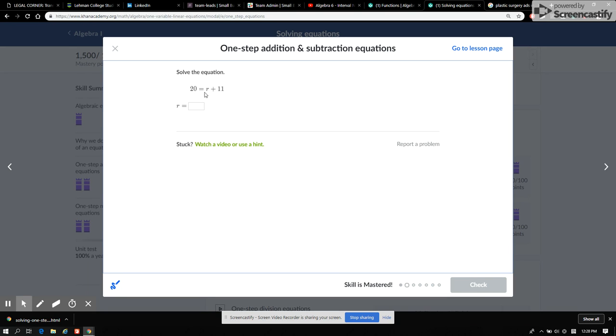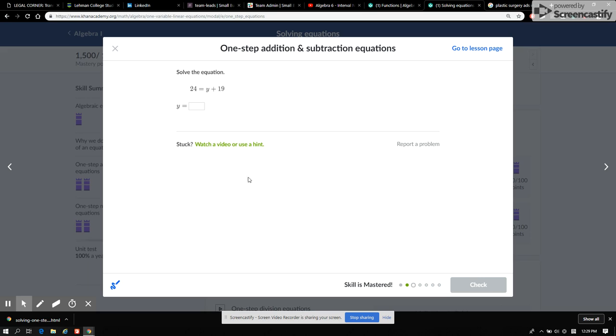All right, so here we have 20 equals r plus 11. We have to subtract 11 from both sides, and the answer would be 9. You see? Now we have a score. Now, what I didn't tell you is that for this quiz, you have to have a minimum of 5 questions right, or I think 4 questions right, in order to be an acceptable grade. However, that doesn't get you mastery. We'll talk about that later.